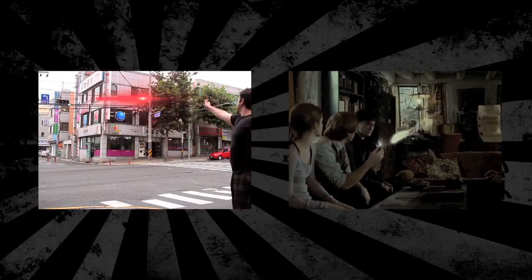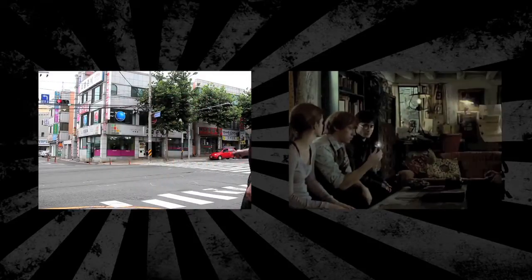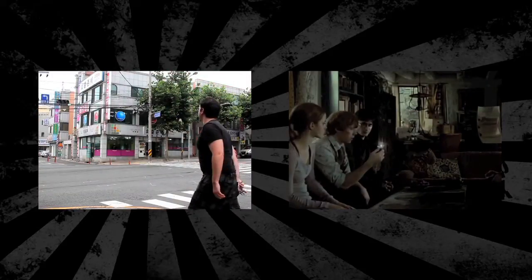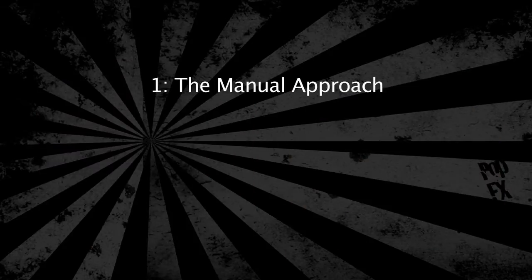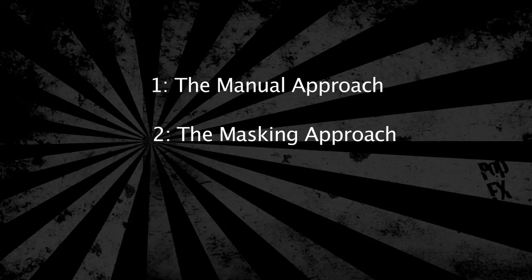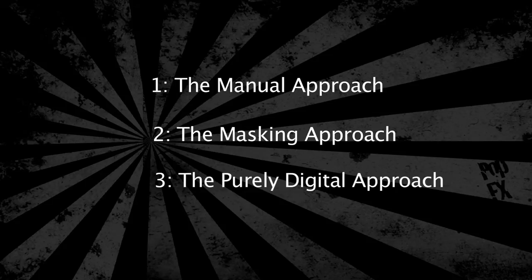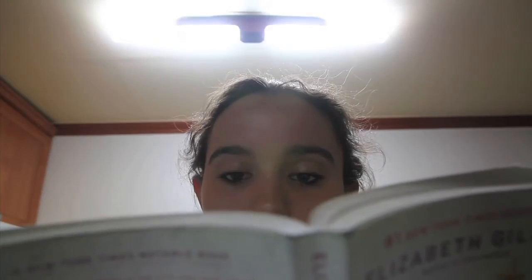After watching the Deluminator effect, I've actually come up with a few different ways to interact with the light source in a similar fashion. Number 1 is called the manual approach, number 2 is the masking approach, and number 3 is the purely digital approach. Let's start with number 1, the manual approach.